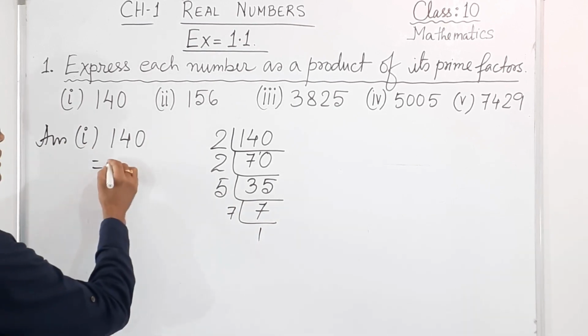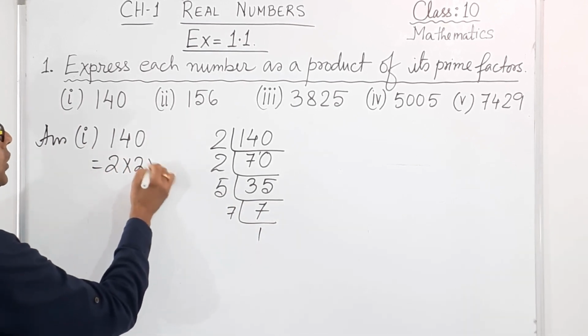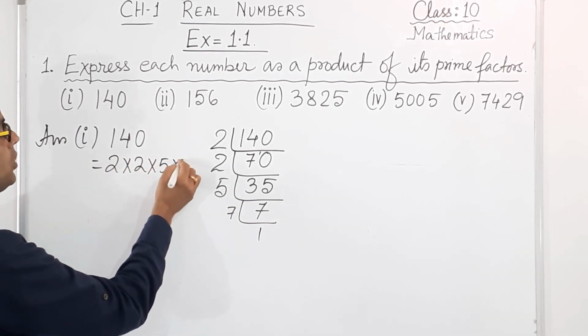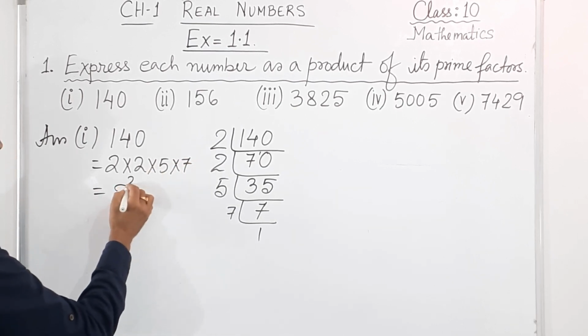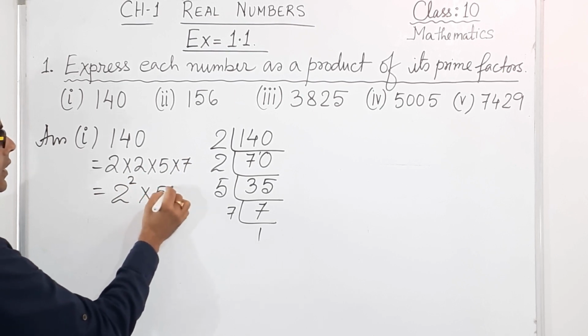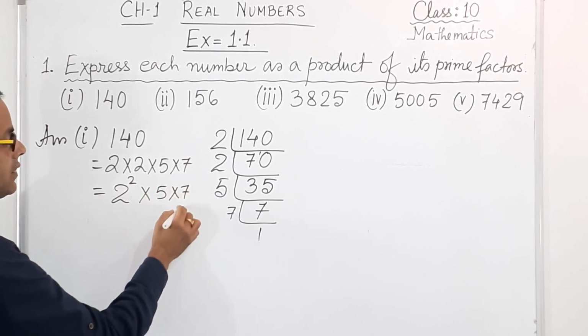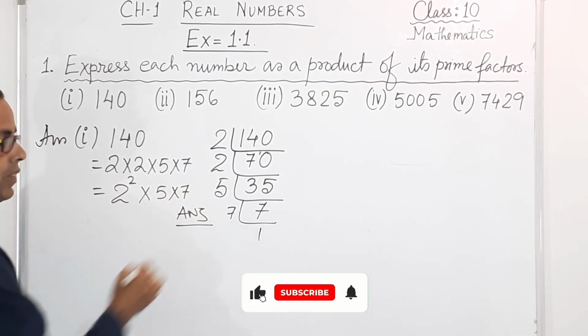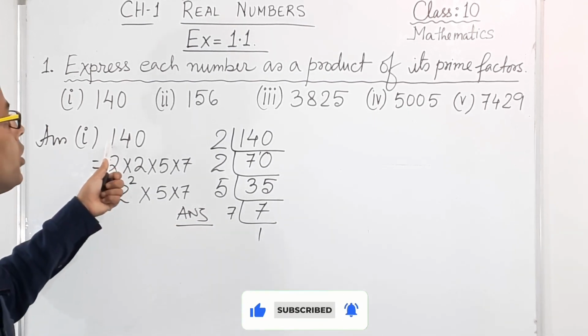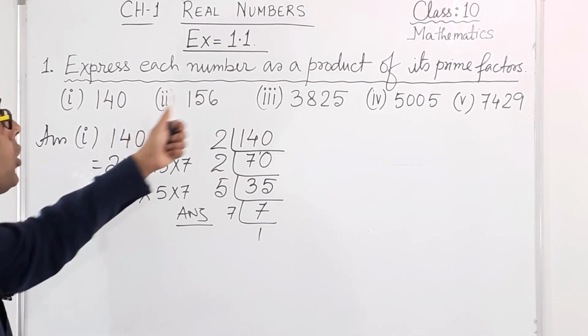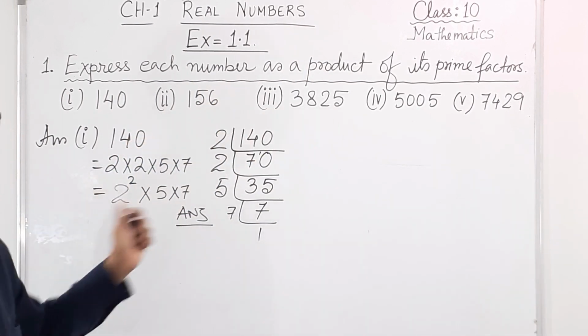So what do you get here? 2 into 2 into 5 into 7. This we can write as 2 to the power 2 into 5 into 7, and this is the answer. Clear? This is how we can find 140 as a product of its prime factors.